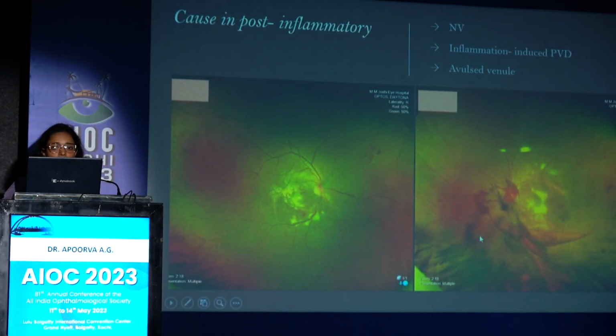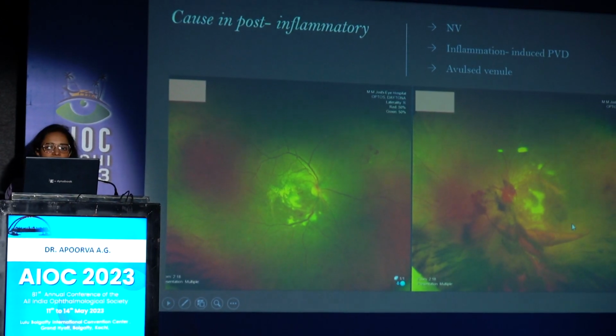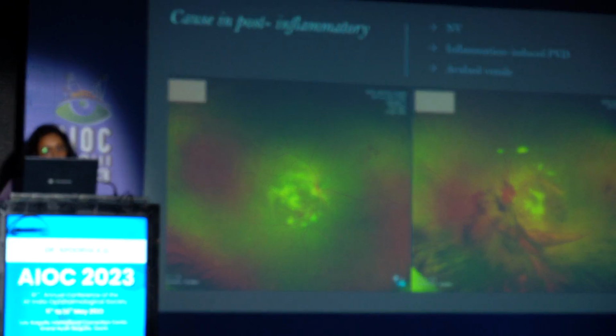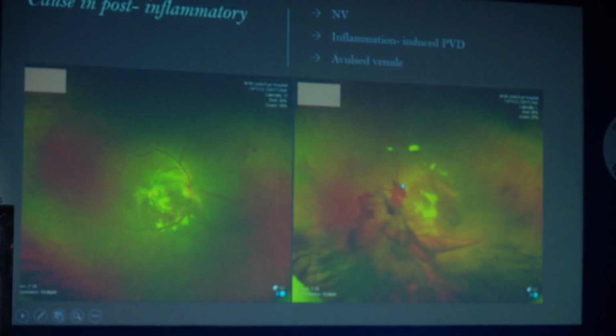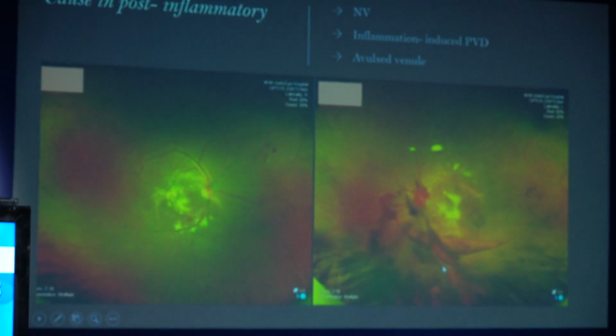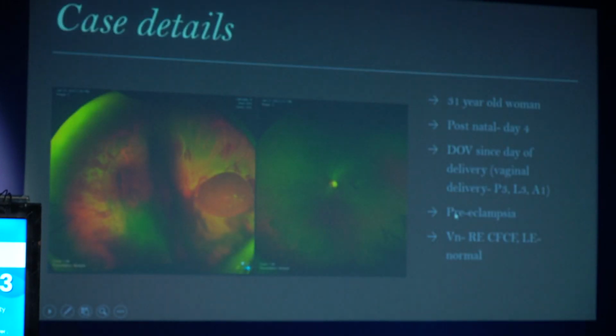But it is also important to know that not all vitreous hemorrhages are because of neovascularization. Like in this case of post-fever retinitis, who sometimes develop vitreous hemorrhage, and that could be because of neovascularization. It could also be because of inflammation inducing posterior vitreous detachment, or it can be a detachment causing avulsion of a venule, a taut venule.